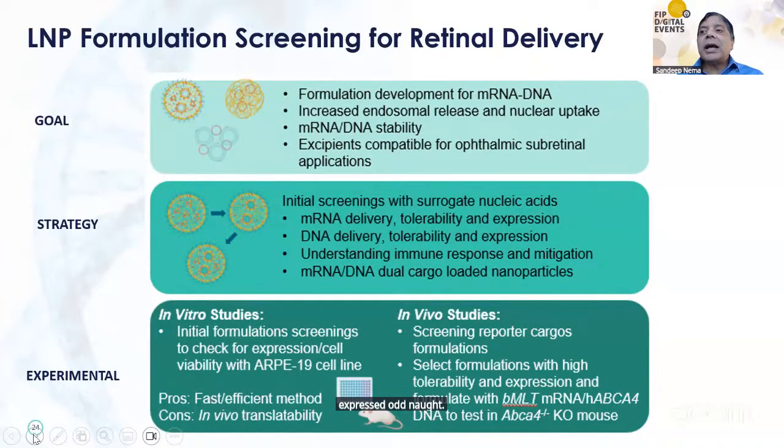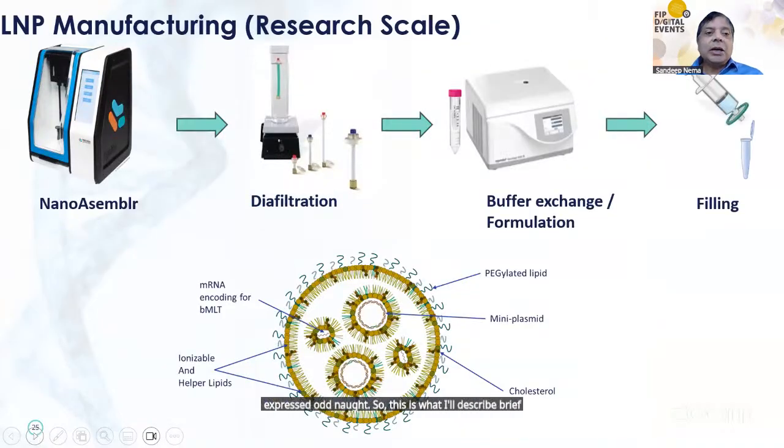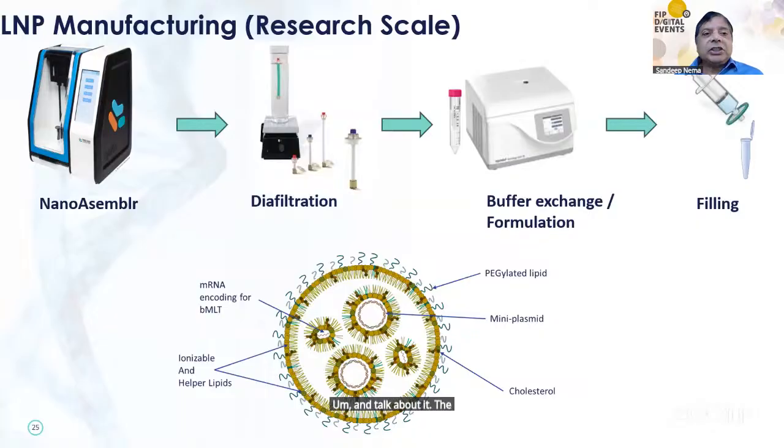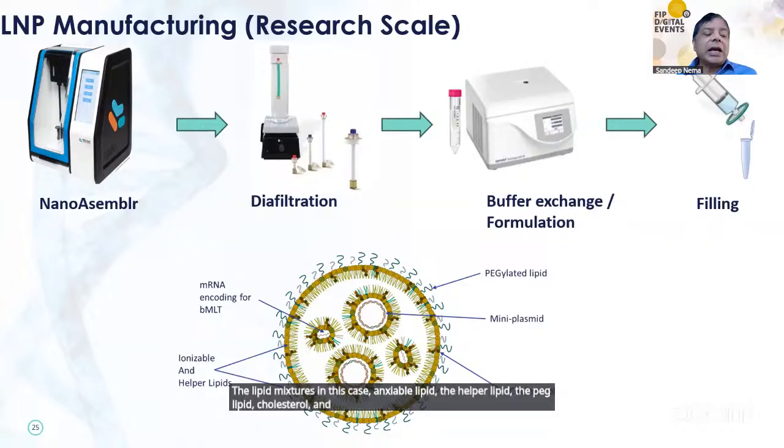So this is what I'll describe briefly, what we did. First, we manufactured at a research scale, at a small scale, but we wanted to make sure the process can be scaled up. In fact, we were able to successfully scale up this process, but I will not go and talk about it. The LNP manufacturing process started with the lipid mixtures. In this case, the ionizable lipid, the helper lipid, the PEG lipid, cholesterol, and others were dissolved in ethanol.